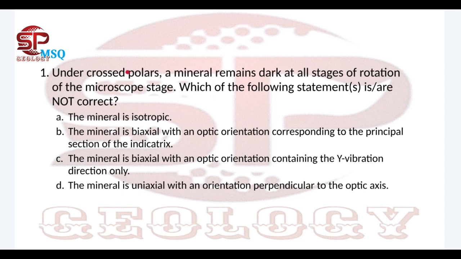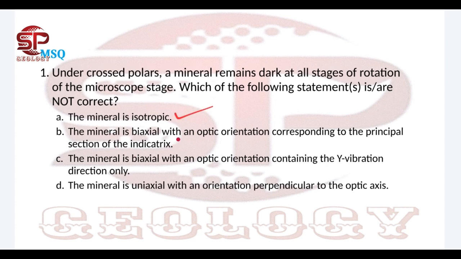Then comes another MSQ question. Under cross polar, a mineral remains dark at all stages of rotation of the microscope stage. Under cross polar, if the mineral remains dark at all stages, then you can see it belongs to the isometric system, and it will be isotropic. So the mineral is isotropic, it will be correct.